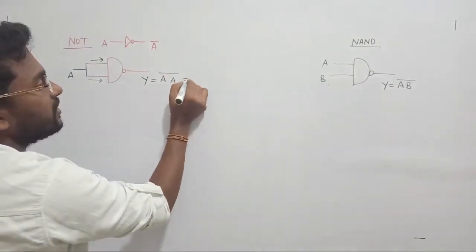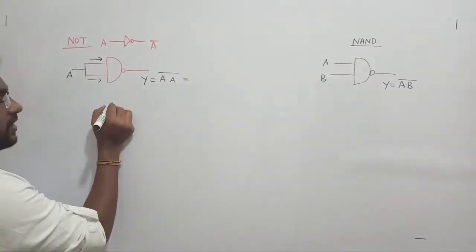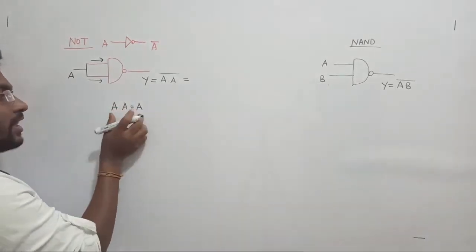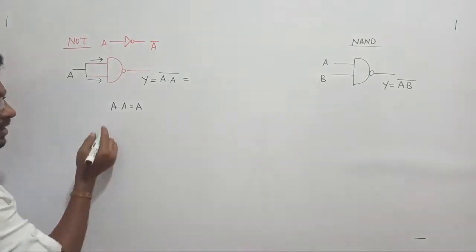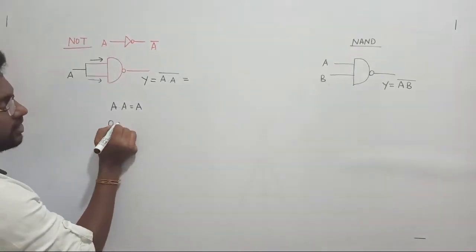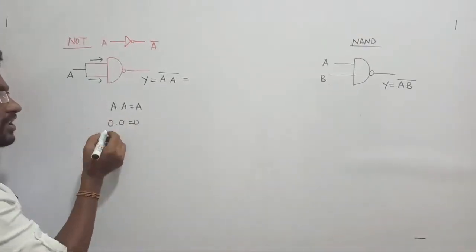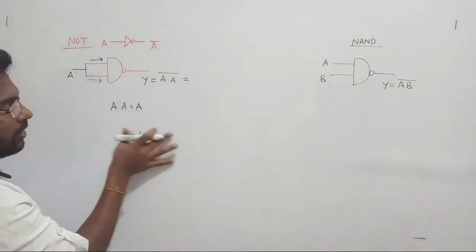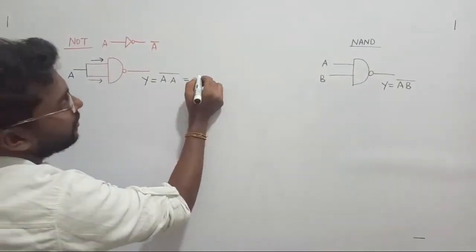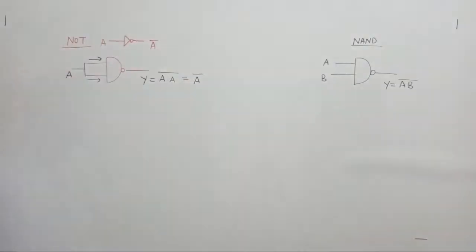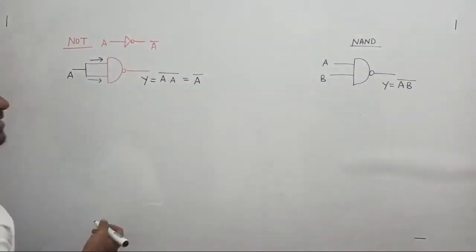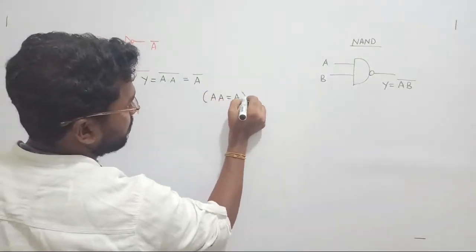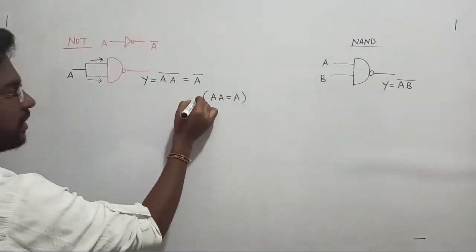Now tell me what is the value of A dot A first. See there, A dot A should be equal to A only. You can visualize A dot A should be equal to A. How is it possible? See, if A is 0, 0 dot 0 will become 0. If A is 1, 1 dot 1 will become 1 only. Right? So A dot A will be equal to A only. So the conclusion is A dot A equal to A, and that can be written as A bar. That is the next property. So here, what I have proved is A dot A is equal to A. That is the property that we understood.